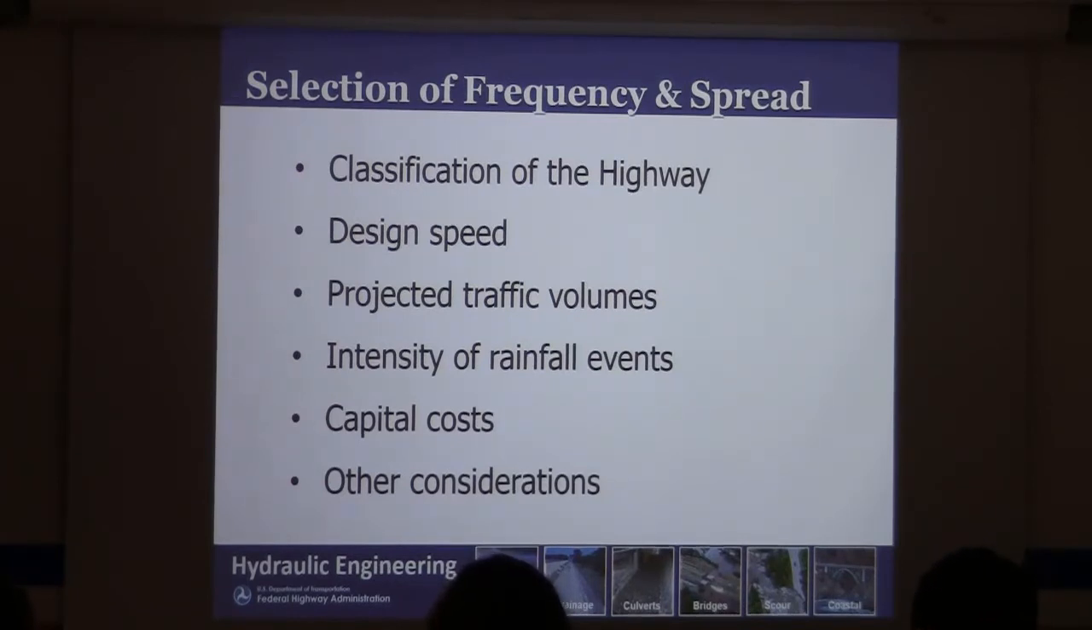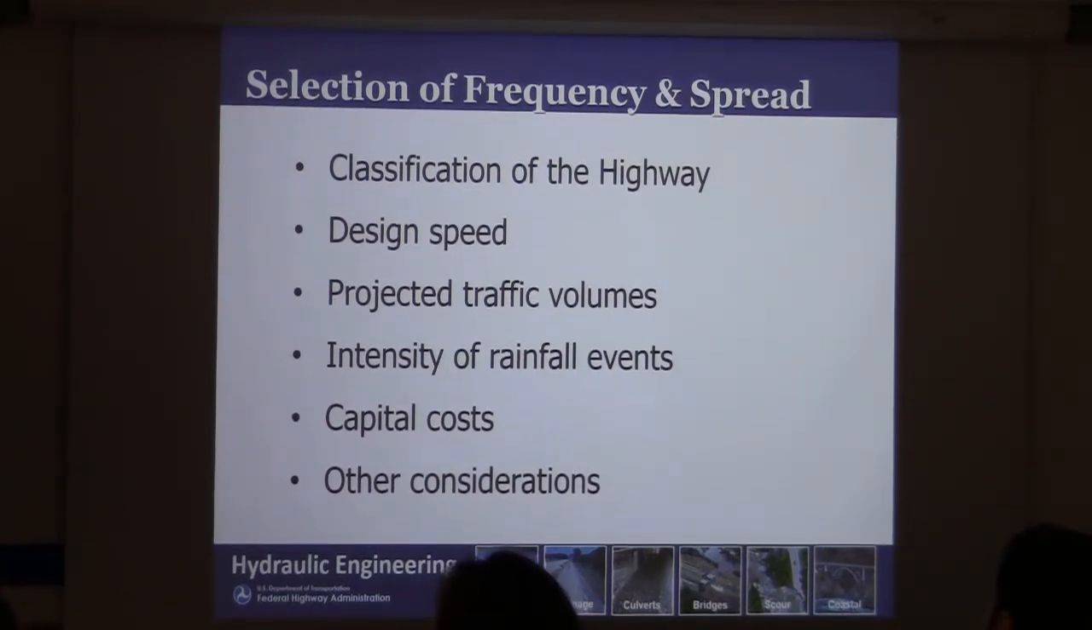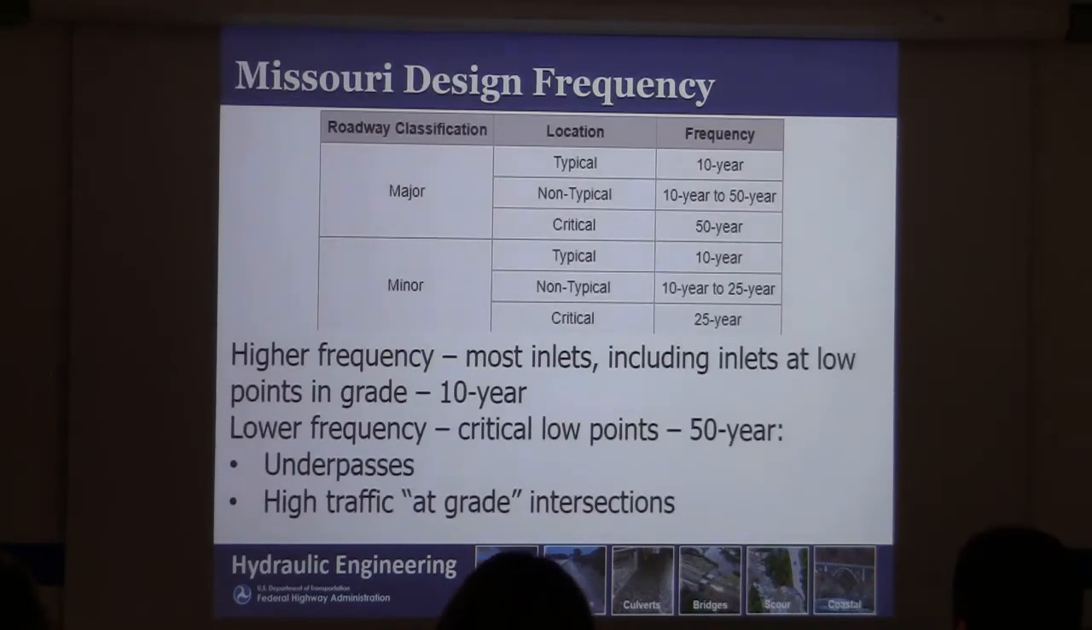If you're not allowing a lot of spread, that means in a high event or low frequency storm, say a 25 or 50-year storm, your inlets might be spaced very close because you're trying to account for that spread. You can't let it go too far out, so you have to put your inlets closer and closer. And just other considerations.